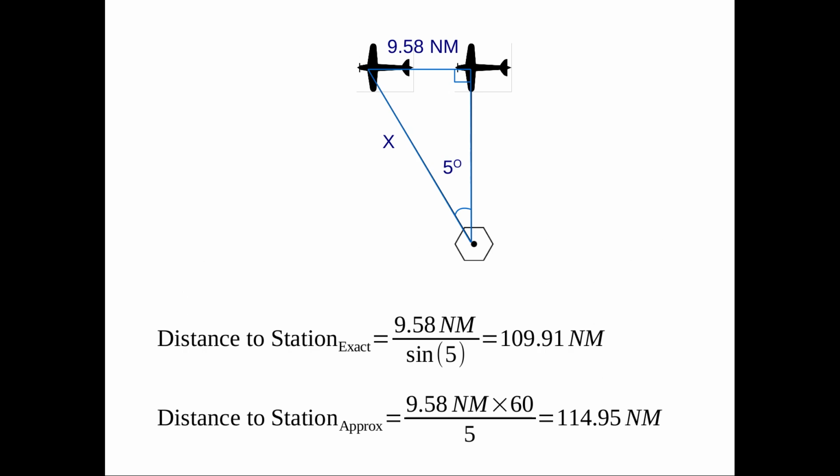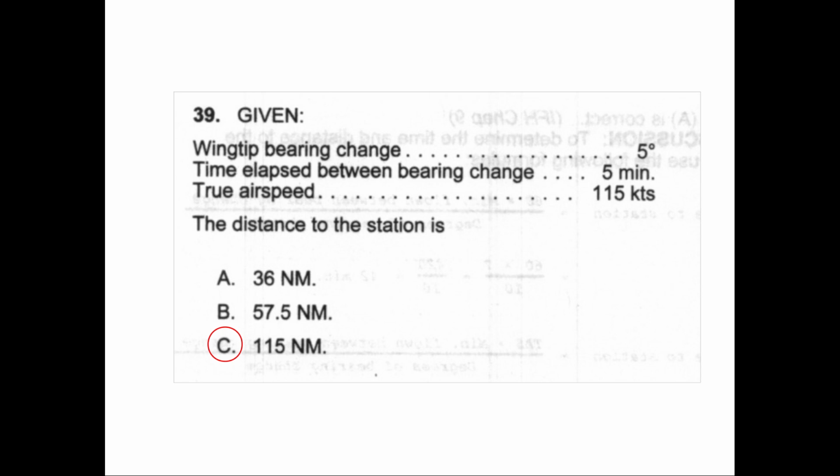So if you assume that the navaid starts directly off of your left wing with respect to your flight path, and you do a 5-degree bearing change, then you can draw a simple triangle and just use the same approach that we used for the previous problem. Plug in your values and you get 109.91 nautical miles as your distance off the navaid. If instead you go the other route and use the FAA's formula, the approximation, you do 9.58 times 60 divided by 5, and you get 114.95 nautical miles, which is about 5% higher than 109.91, so they match up the way we expect them to. You go back to your answer and you circle 115 and you get it correct.